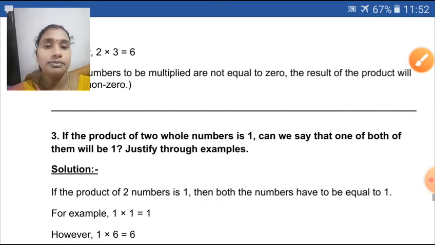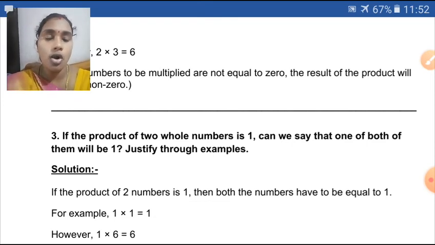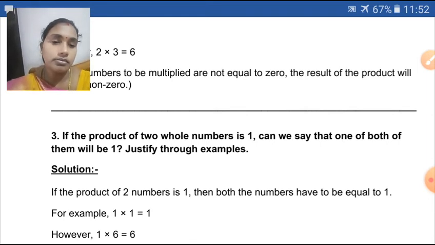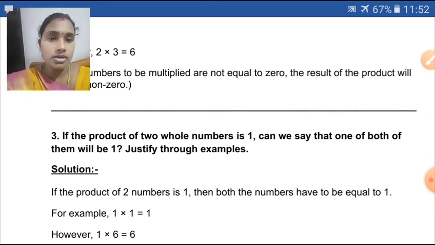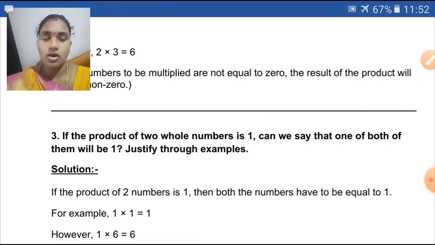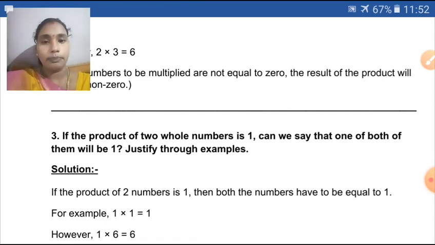So the next sum. If the product of two whole numbers is 1, can we say that both of them will be 1? Justify through examples. So when you multiply two numbers and get the answer as 1, can we say that both the numbers will be 1 or any one number will be 1?